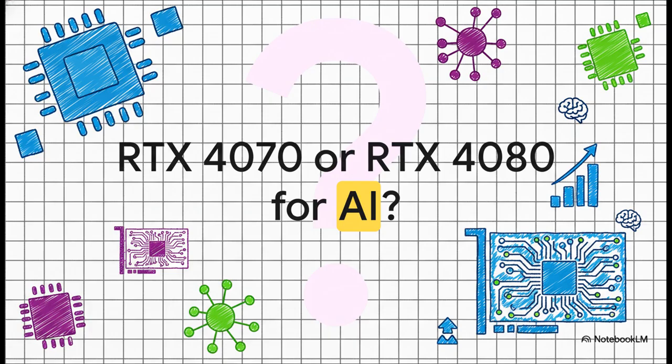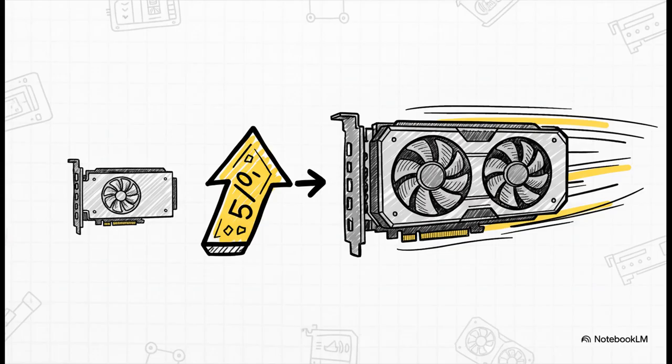Let's find out. And boom, here's the answer, plain and simple. When it comes to deep learning, the RTX 4080 isn't just a little bit better, it completely blows the 4070 out of the water. We're talking a massive 50 to 70% faster. That is a huge difference. So let's unpack what's actually going on here.